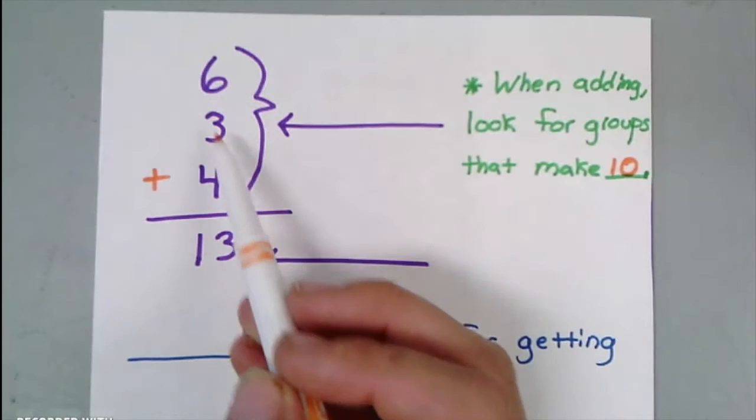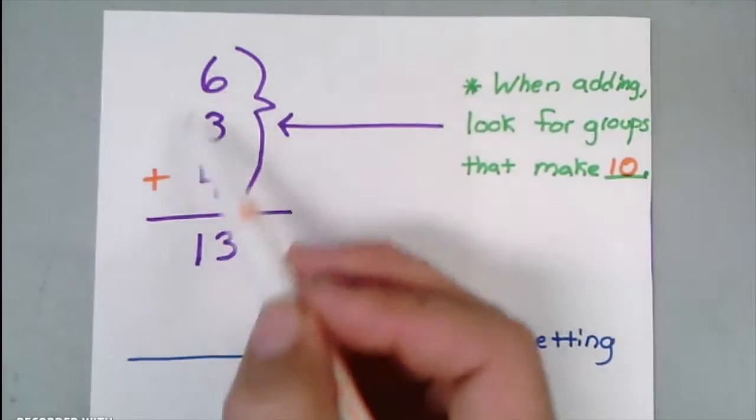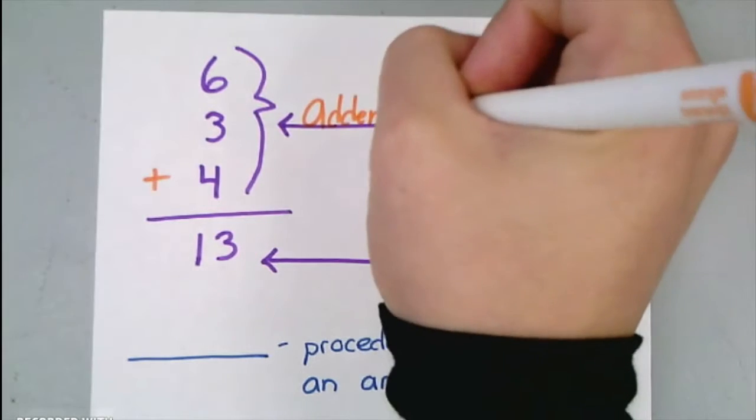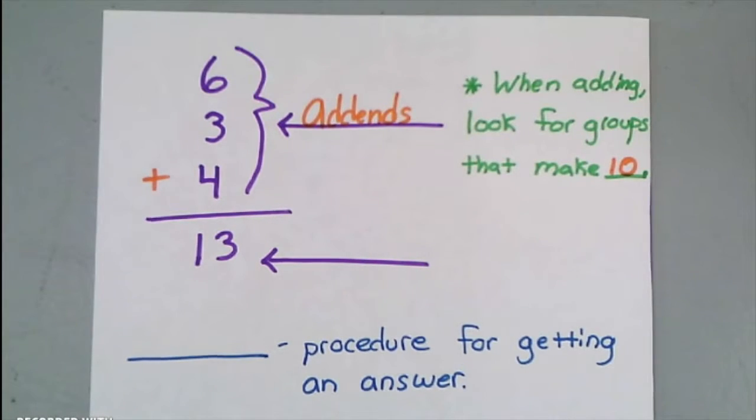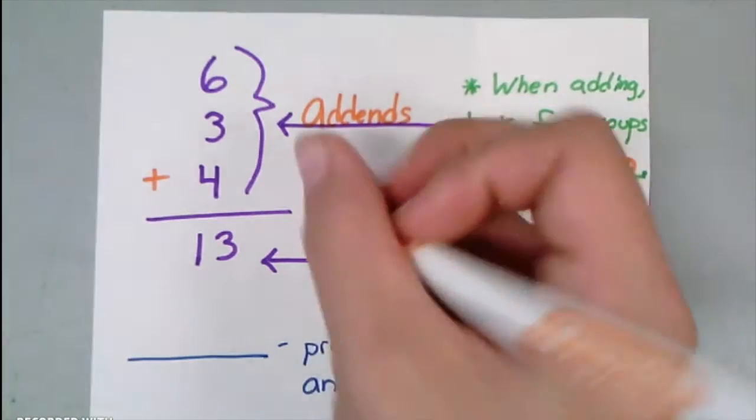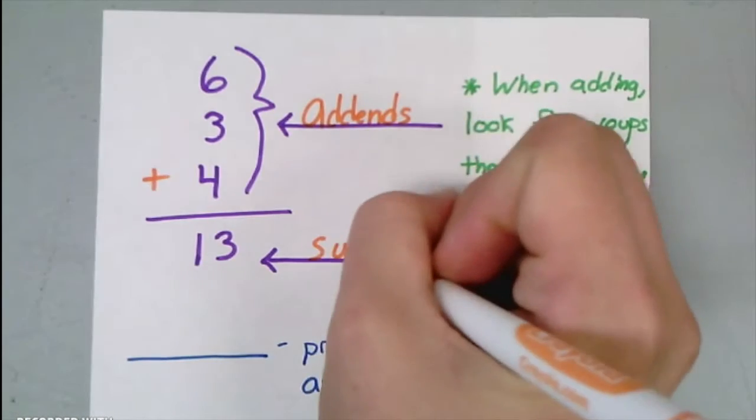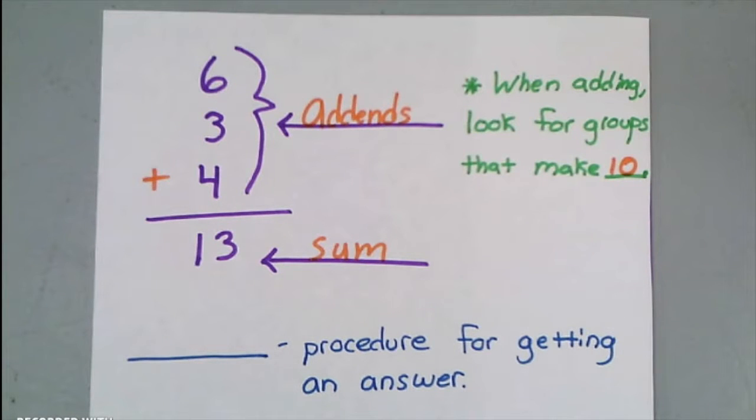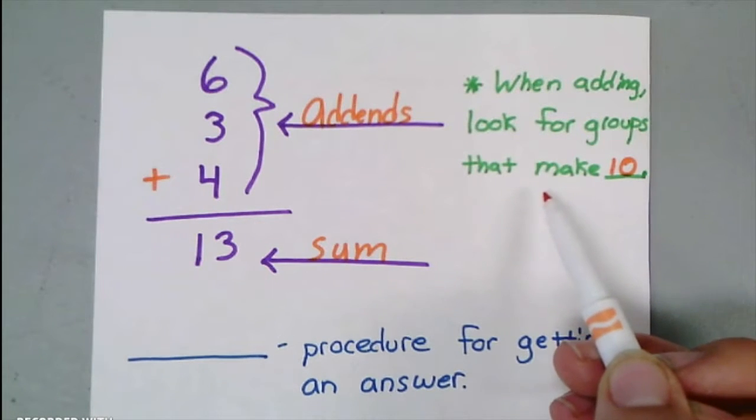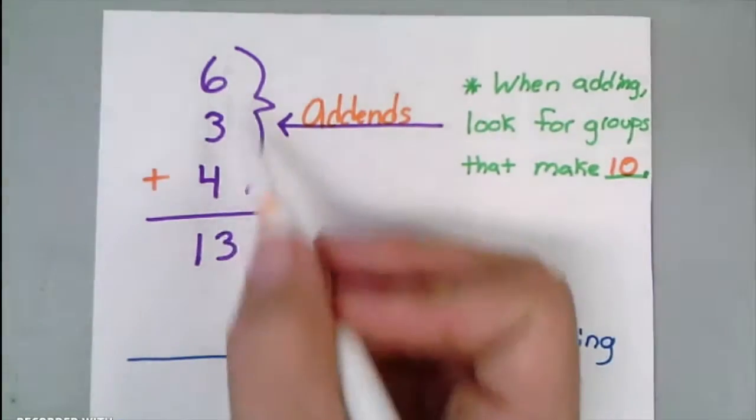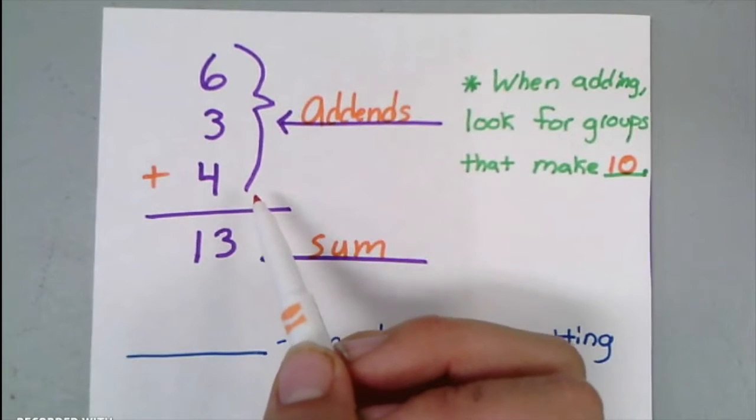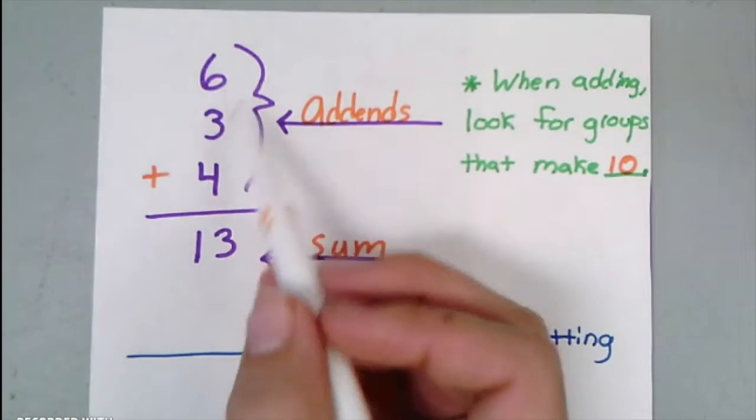The 6, the 3, and the 4, the numbers that we're adding, are called addends. And the answer, what they equal, is called the sum. You do need to know that. Now, what this little thing is telling us is that sometimes we can change the order that we add. Remember, that's called the commutative property. So we can switch the order.